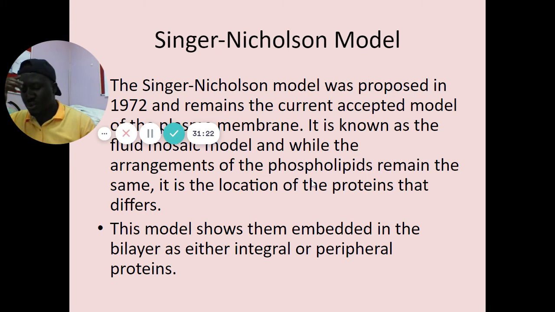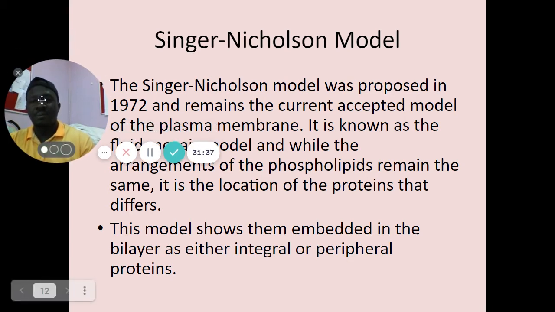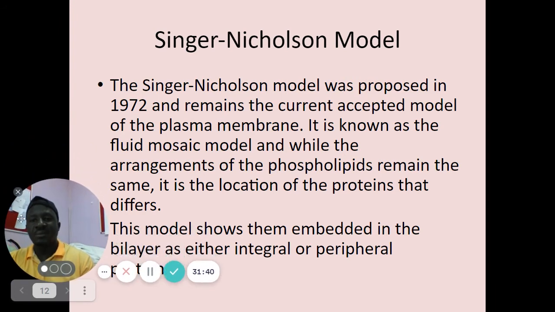So then when we come to the Singer and Nicolson model, it was proposed in 1972 and remains the current accepted model of the plasma membrane. It is also known as the fluid mosaic model. While the arrangement of the phospholipids remains the same, it is the location of the proteins that differs.